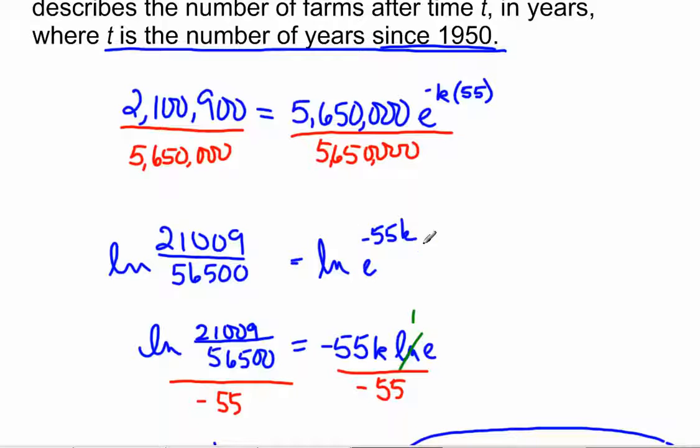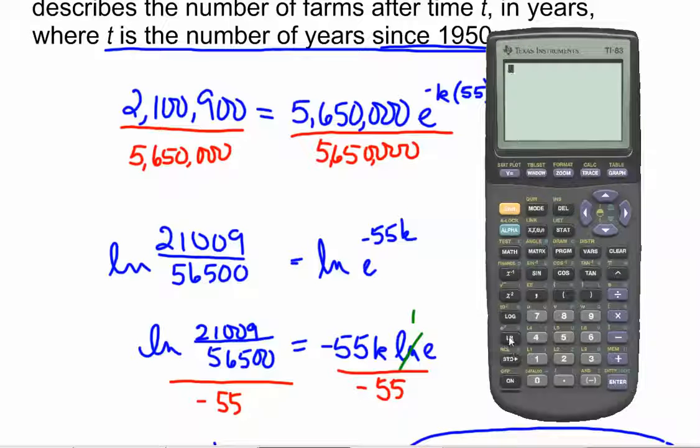The reason we're doing that is because that means that I can apply the power rule and take this exponent and stick it out front and make it negative 55k times ln of e. But ln of e always simplifies to 1. So to solve for k, we just have to divide through by the negative 55. So we have the natural log of this big thing divided by negative 55.